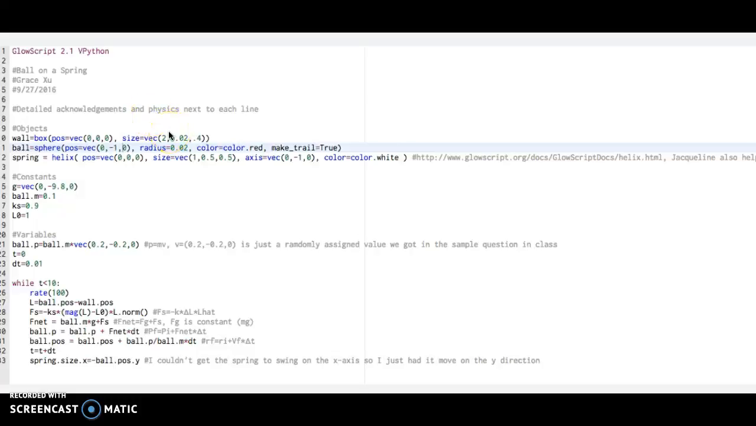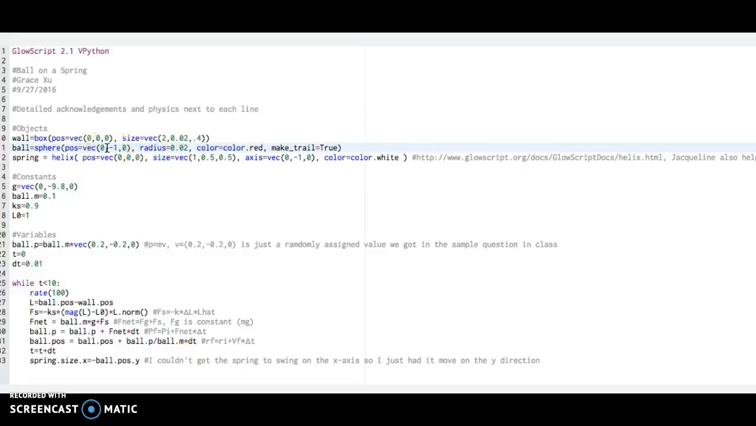Hi, this is Grace, and this is my program. So I first made a box object for the wall. I gave it a position and a size because it's still a box. And then I made a ball object using the sphere.